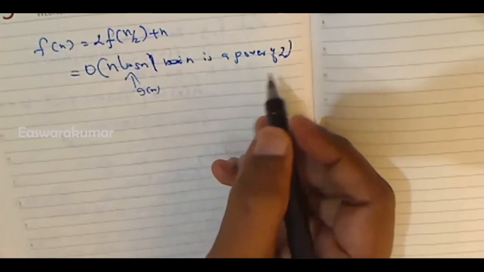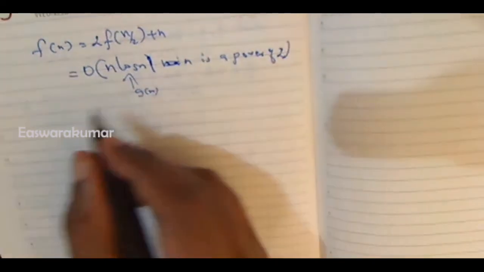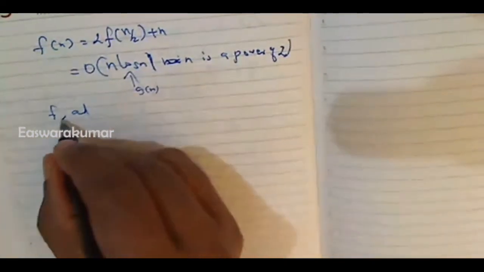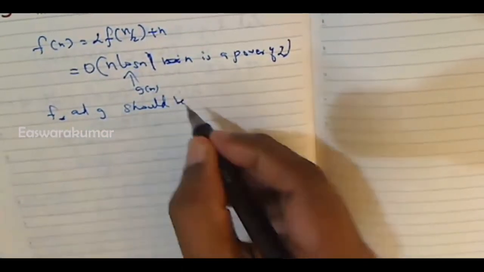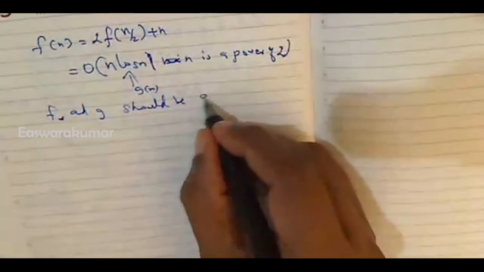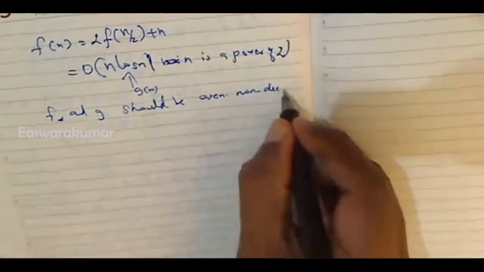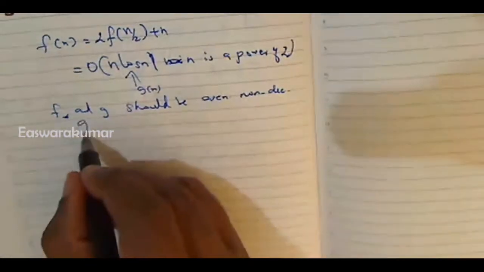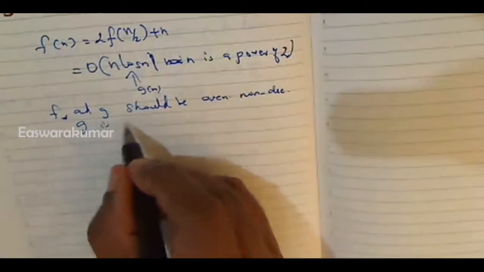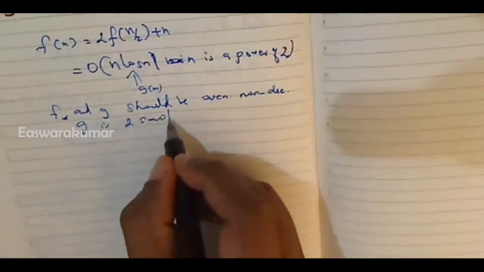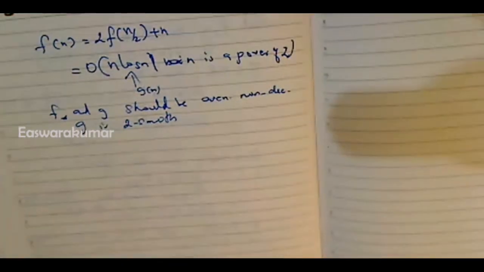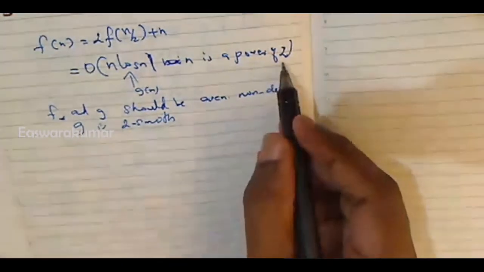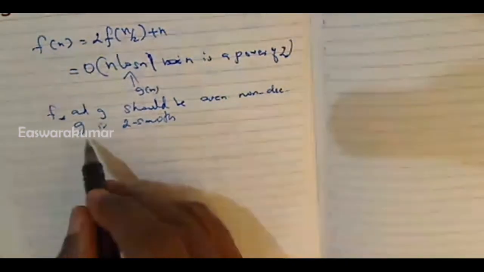So if you want to remove that, first, as per the theorem, what we have to prove is that both f and g should be eventually non-decreasing. Okay, that we have to confirm. Then we have to prove that g is 2-smooth. Why 2-smooth? Because it's a power of 2. In the theorem we have given a power of p. That's why we consider p-smooth, but here it's a power of 2. And hence we have to prove that g is 2-smooth.